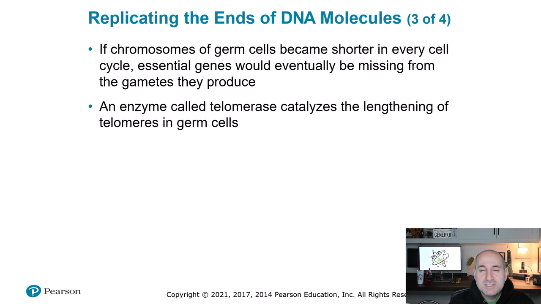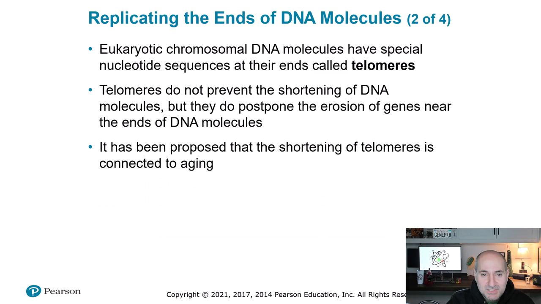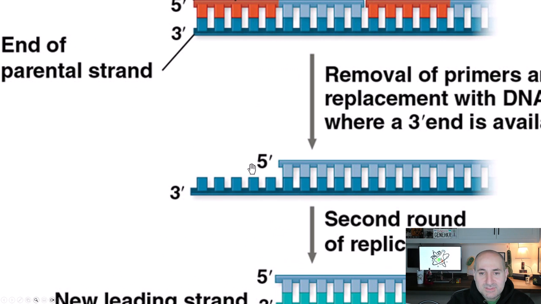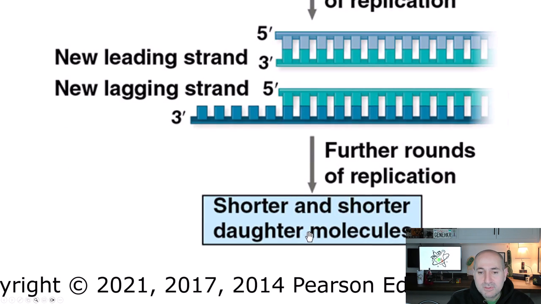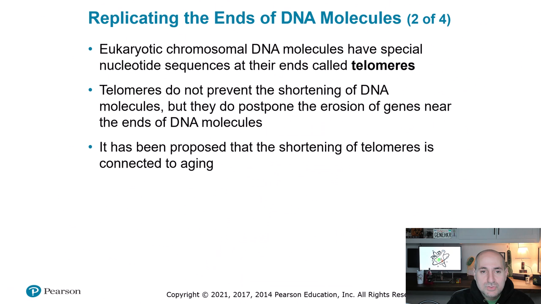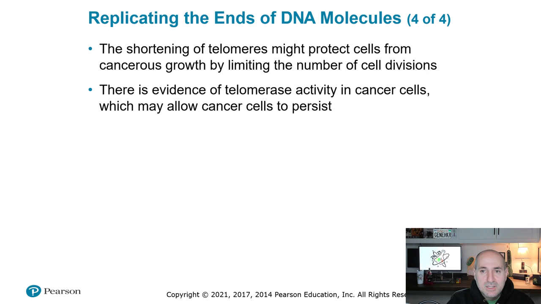keeping them the same length. The way telomerase works is that it can fill in that missing gap. You see this missing gap right here? Telomerase can fill in this gap with DNA, preventing the shortening of our telomeres, of our chromosomal ends. And what's interesting is today, telomerase is being studied for its role in cancer.